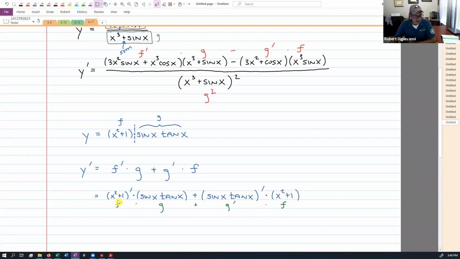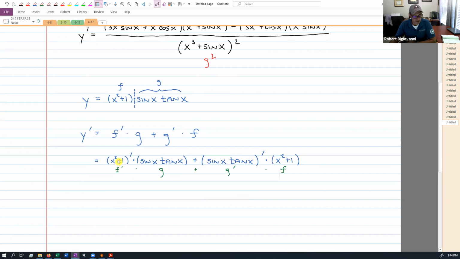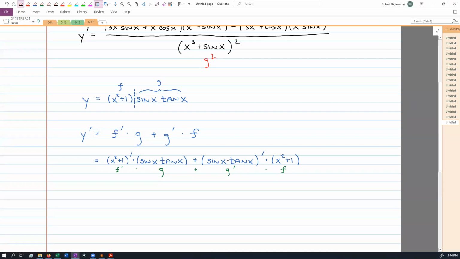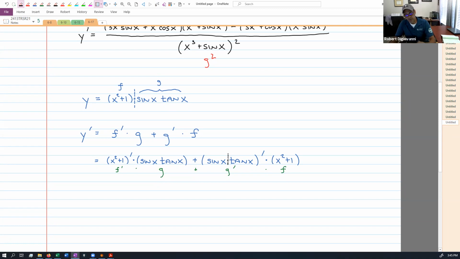What about F prime? Is that going to be easy? Derivative of x squared plus 1? Yeah, that's just what, 2x? But what about the derivative of G? What's that going to require? Well, G, another product rule? G is a product, which means I'm going to have to do a product rule to take its derivative, which means I'm going to have to go over here on the side. I'm going to have to figure out what the derivative of sine of x times tangent x is. And I'm going to do a new f and g being multiplied and then apply my product rule.